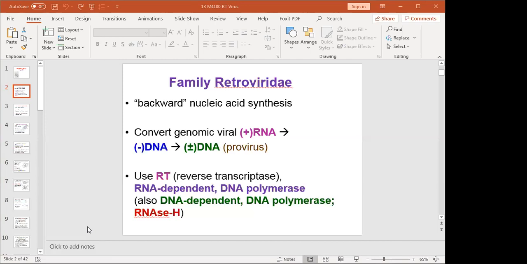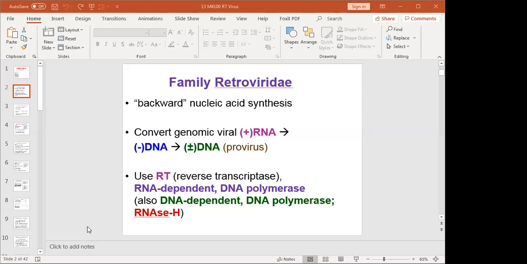Retroviridae family of viruses use the enzyme reverse transcriptase, or RT, which is an RNA-dependent DNA polymerase, meaning that it uses an RNA template, in this instance the viral genome, positive RNA, and makes a DNA copy out of that RNA template.